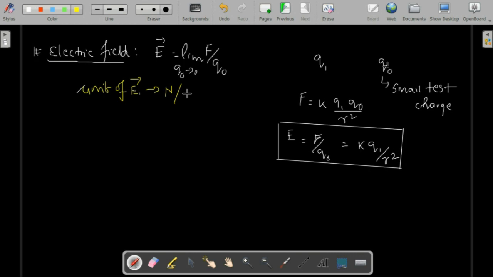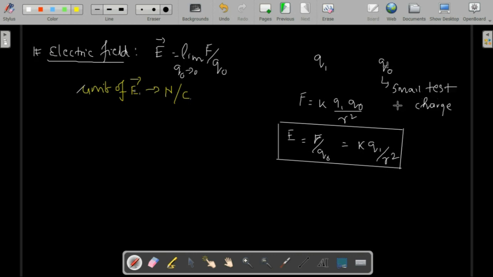Now one more important concept: why this should be small, why this should approach zero. Because I want to know the field because of q1, and I want to measure that. I don't want to measure the field because of this q naught. So it should be very small so that it does not produce a field of its own, and this should be the field only because of q1. That's why it's a small test charge.